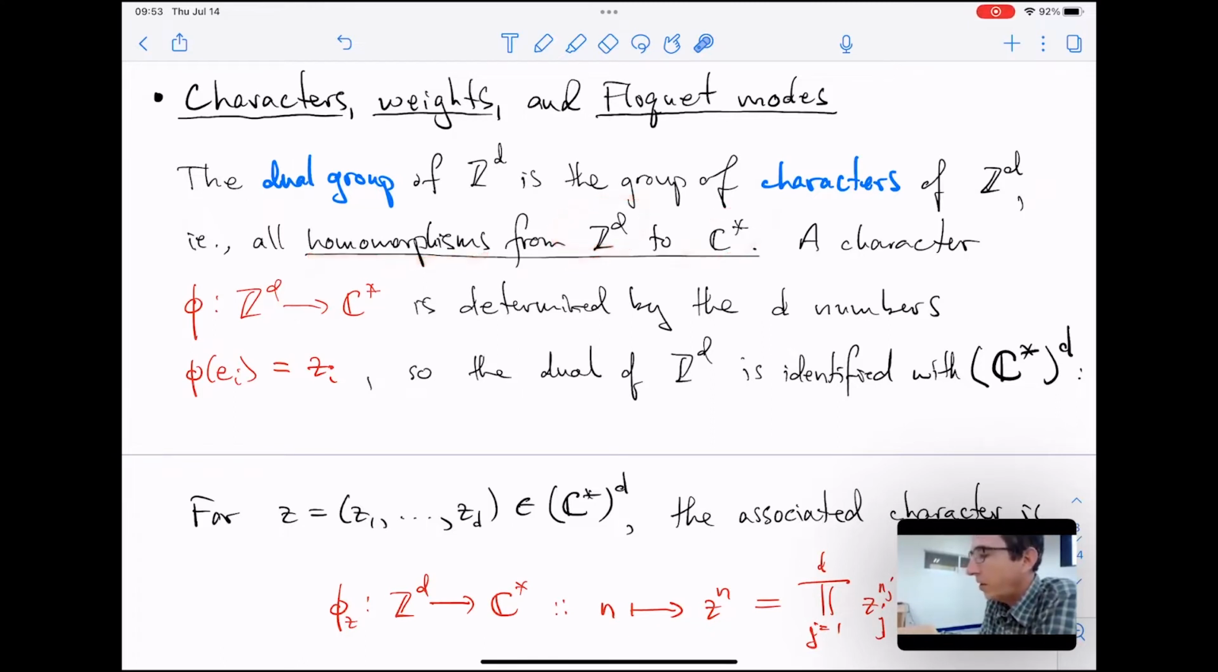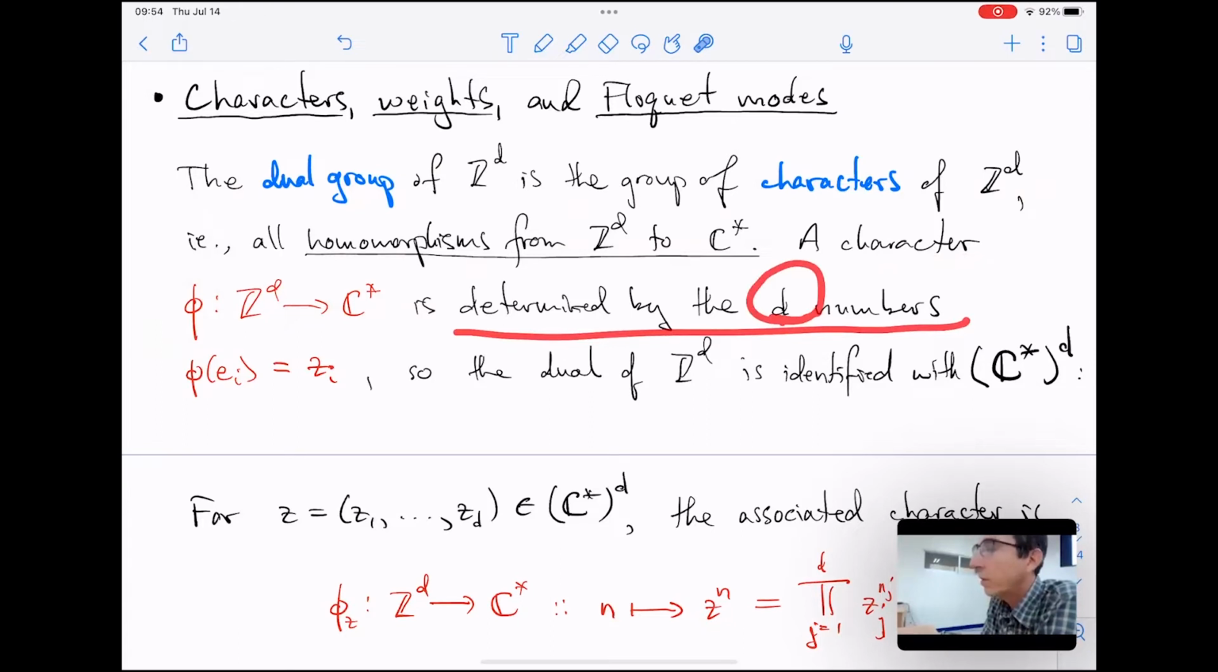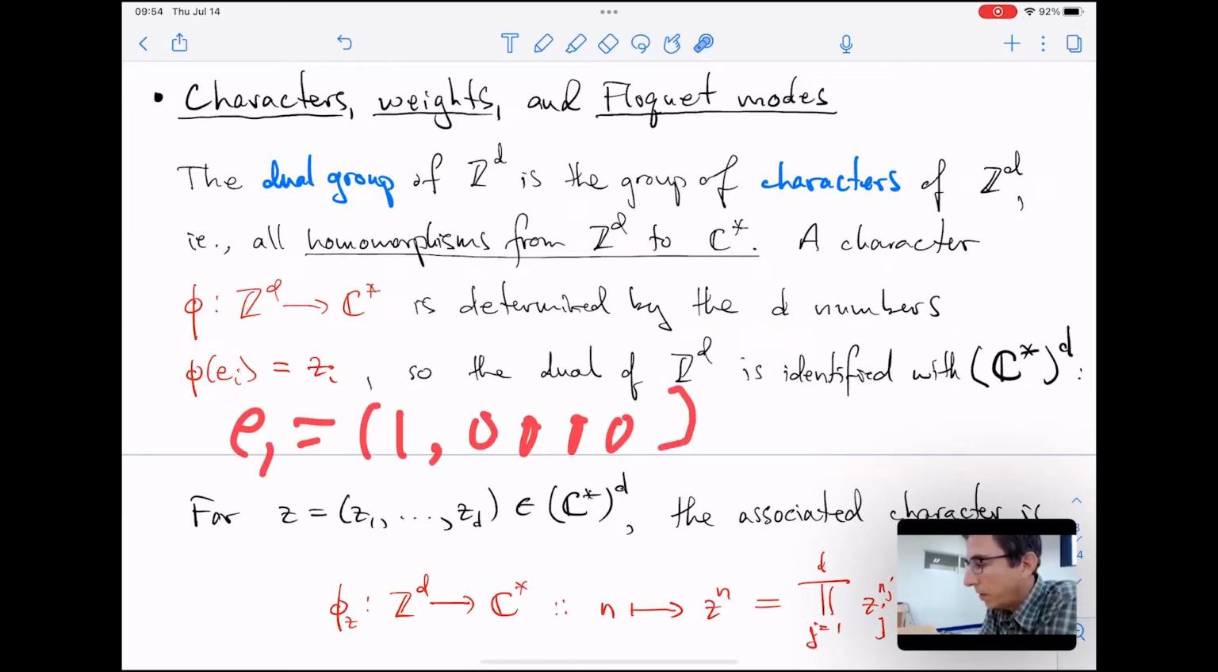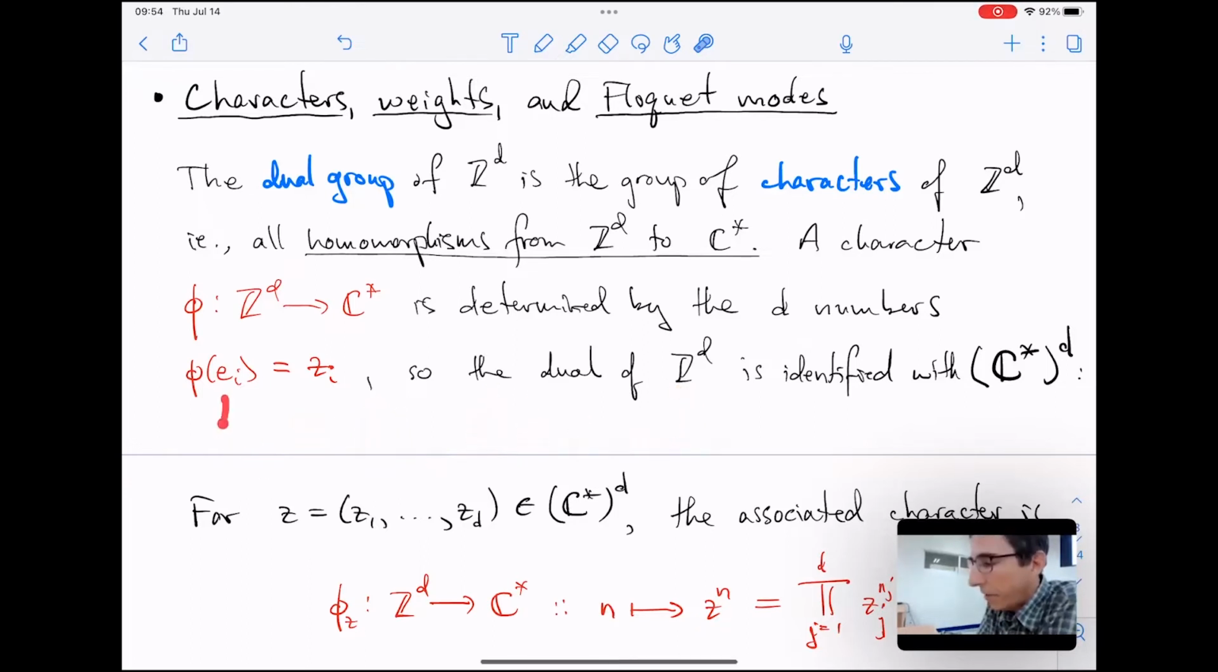Those are called characters, and the set of all characters is actually a group itself, called the dual group. So a character phi from Z^D to C* is actually determined by D different numbers. In other words, if I take an elementary vector from Z^D, so e1 would just be 1 and then all zeros, e2 has the 1 here, e3 has the 1 there, that homomorphism gives it a certain value, z_i.